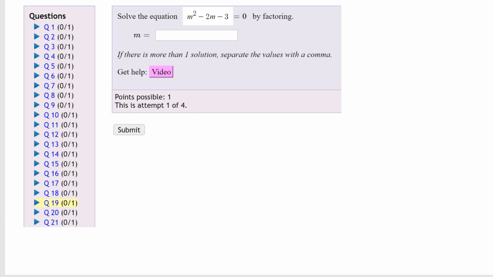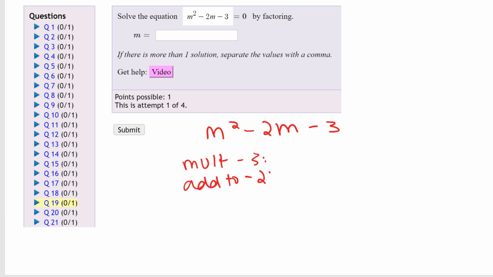It says solve the equation by factoring. So we're actually going to get a solution. We're going to take the factor and go even further. So we've got m squared minus 2m minus 3. Trinomial, leading coefficient of 1. Let's see if we can multiply to negative 3, but add to negative 2. So what multiplies to negative 3? So that's 1 times positive 3 or 1 times negative 3. So which of these adds? This gives me a positive 2. This gives me a negative 2. So that is my pair.